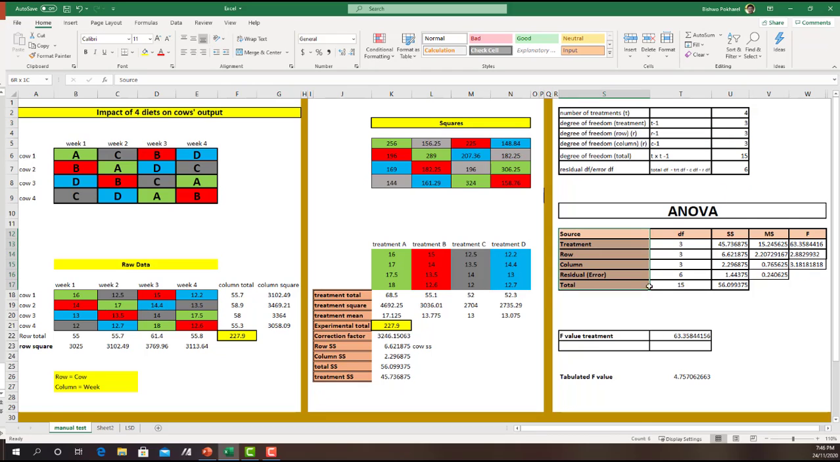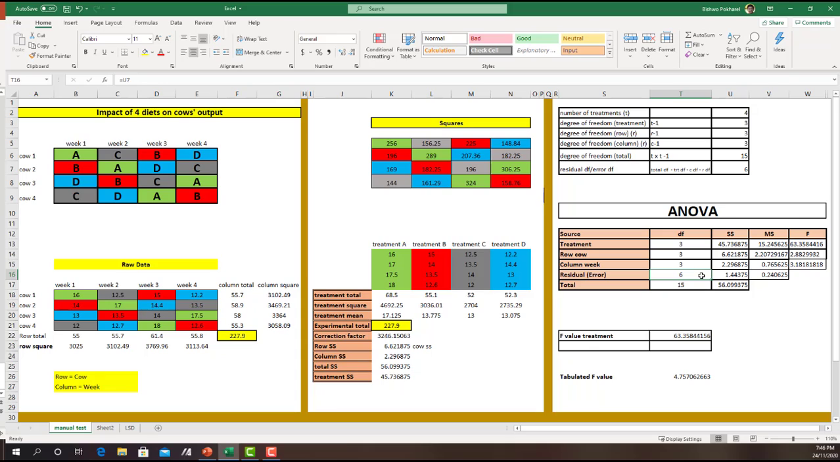And then this is an ANOVA table here. So I already showed you how ANOVA looks like, I think, 2-3 minutes before. So that's a treatment, that's a cow, row or cow, and then that's a column or week, and then that's error, and that's total. So degree of freedom is basically 3 for treatment, 3 for cow, 3 for week, and total is 15, which is 4 square minus 1, and then residual degree of freedom is 6.